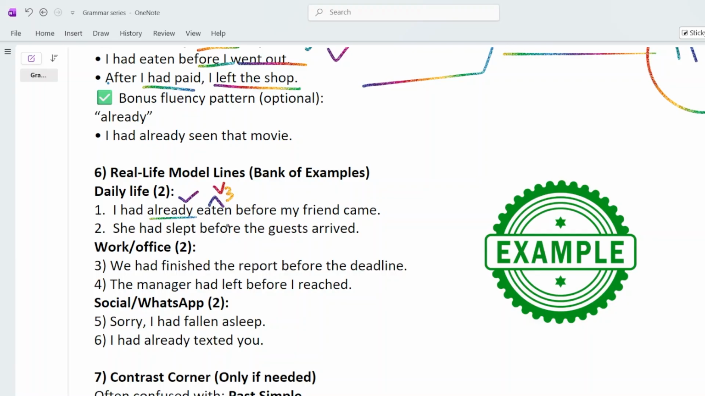Okay, great. So, I had already eaten before my friend came. See, I have used before and already in the same sentence. She had slept.